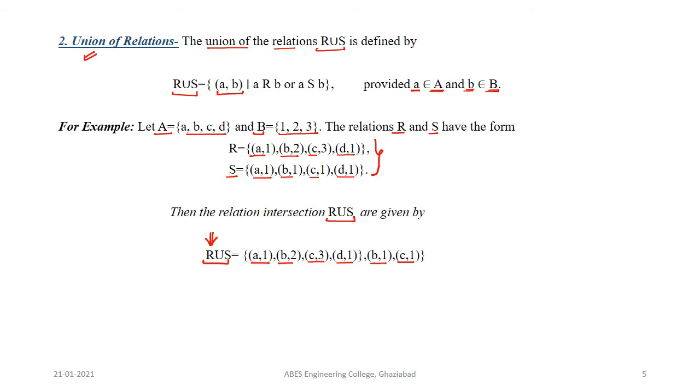Now move on to the next operation. The next operation is the union operation. The union of the two relations will be denoted like this: R union S, where R and S are the two relations.